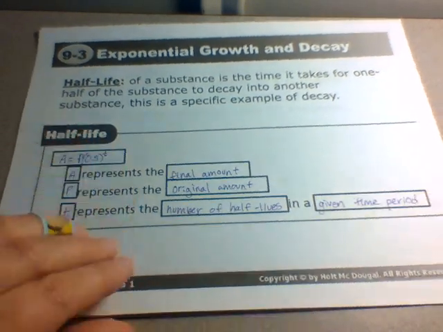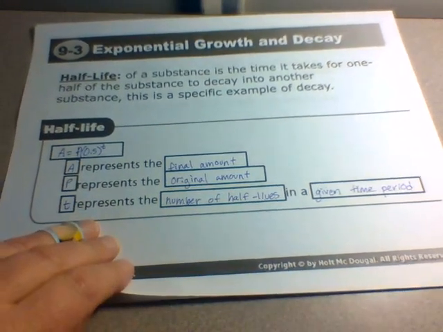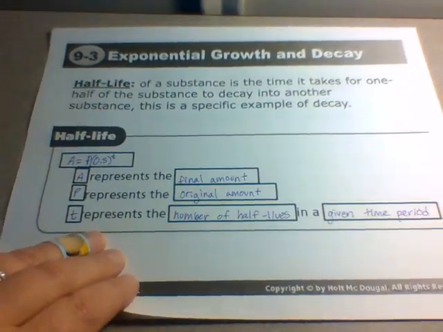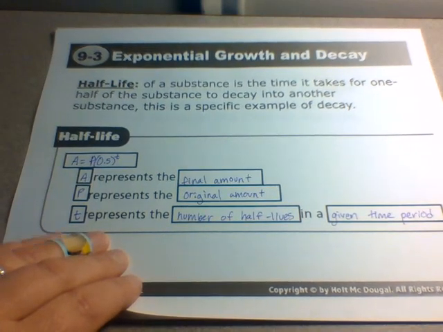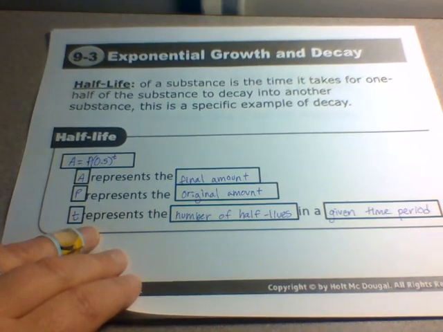So we'll go over what that means in our next example. But the idea is that if the half-life is 10 minutes and they want it in an hour, then you're going to have 6 of them. So T might be 6 instead of 1.